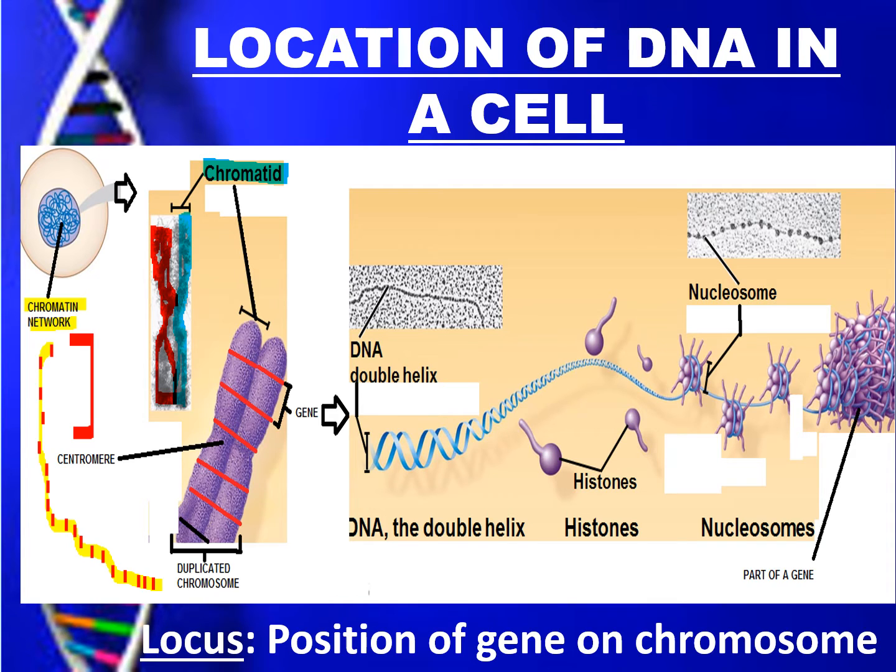And these two genetically identical chromatids can then be held together by a structure called a centromere, which I've highlighted in blue. And when two chromatids are held together by a centromere, that then forms a duplicated chromosome.